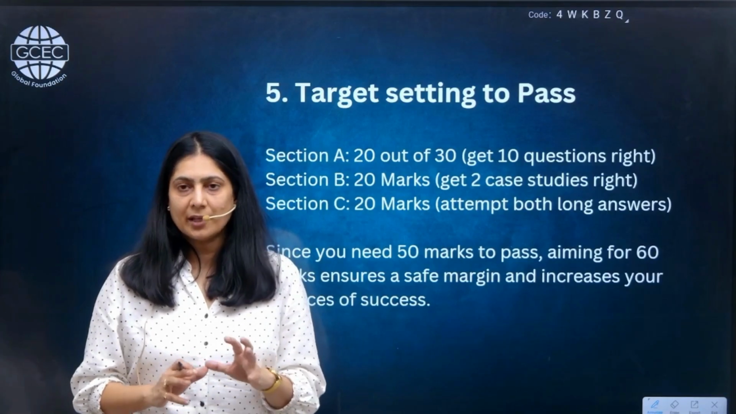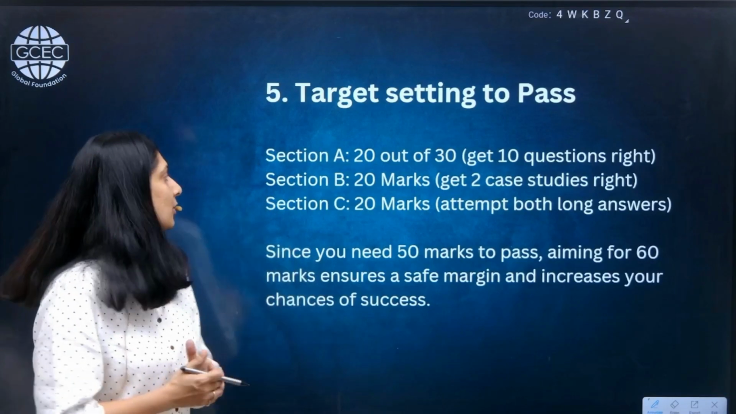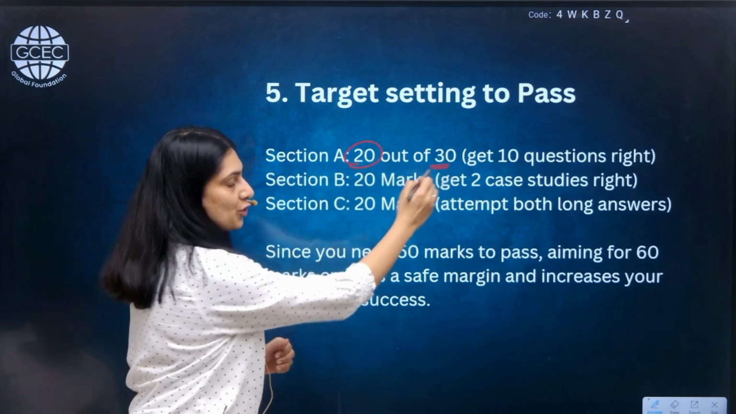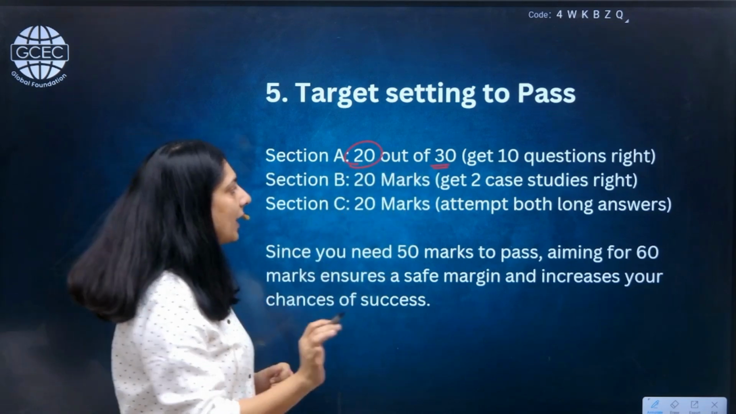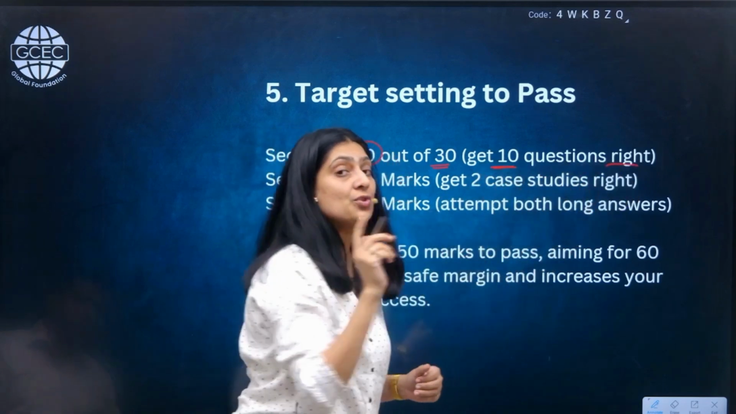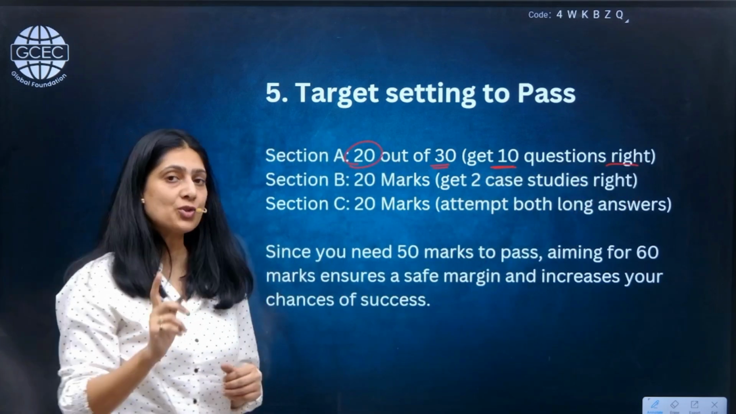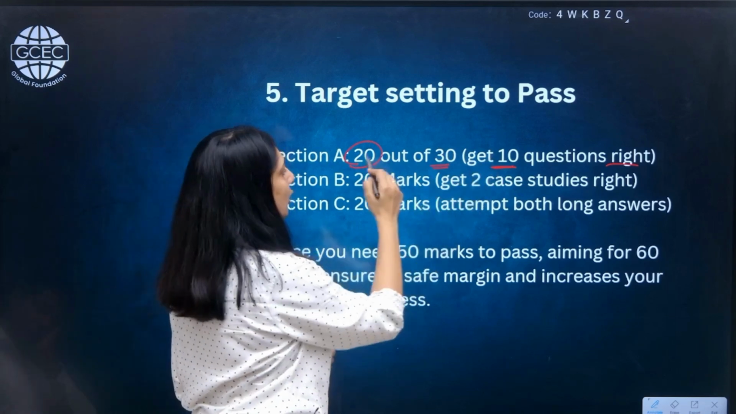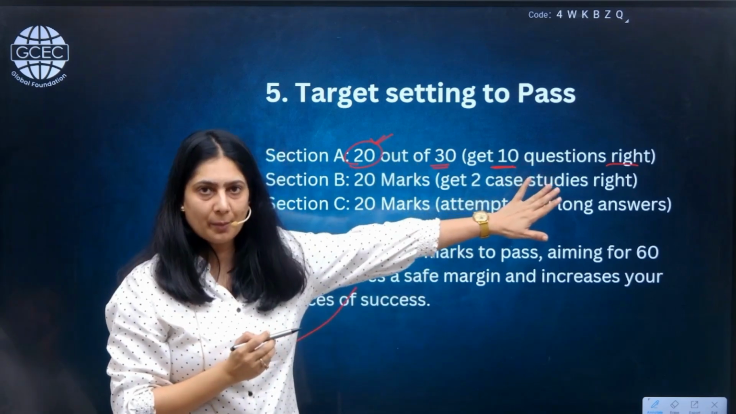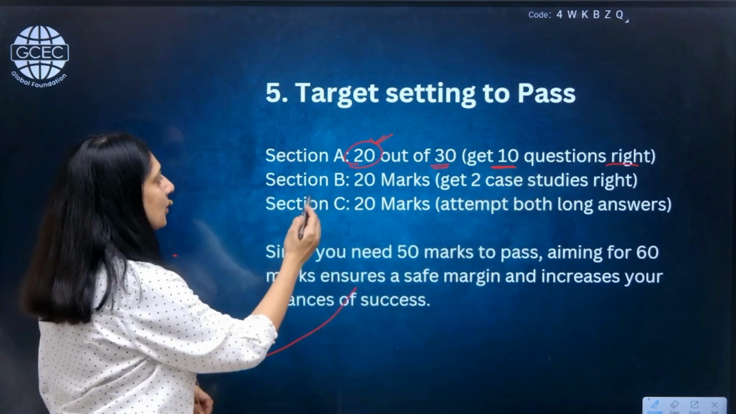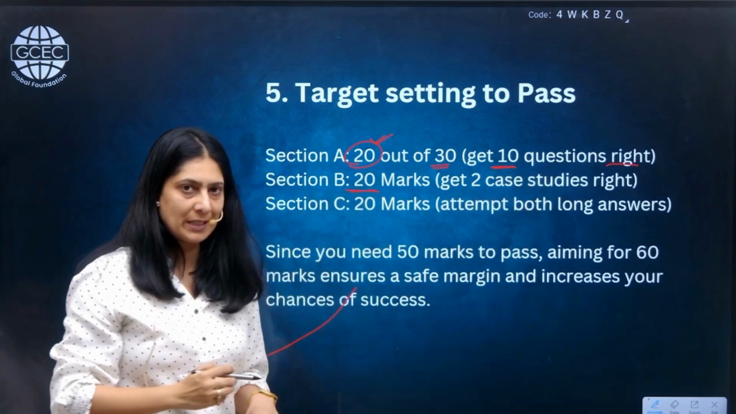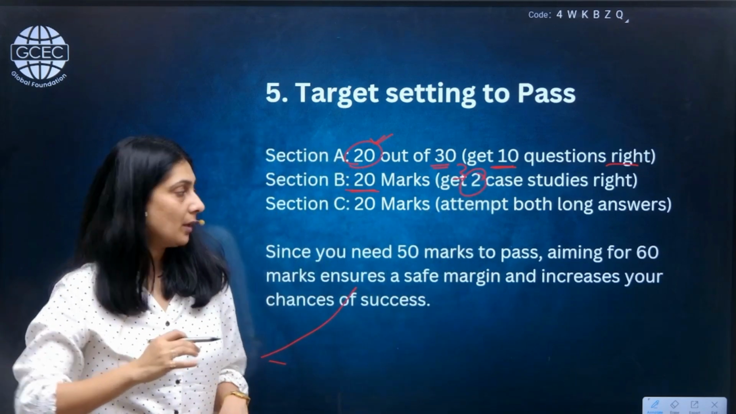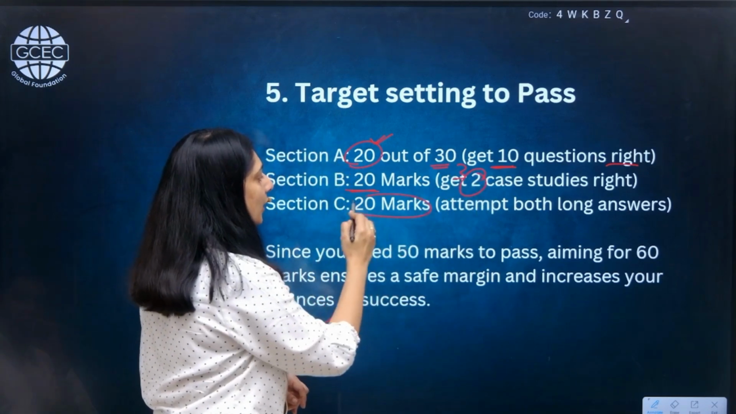The target that you should set for your FR paper should be to try getting 20 marks out of 30, which means out of 15, try to get 10 questions right, which is not a very difficult thing, okay? Because section A, as I said, is simpler as compared to sections B and C. So try fetching 20 marks here and try to be confident about the 10 questions in section A. Section B, again, try to fetch 20 marks, which means out of the 3 case studies, try to get at least 2 correct. Section C, you should try to get 20 marks.